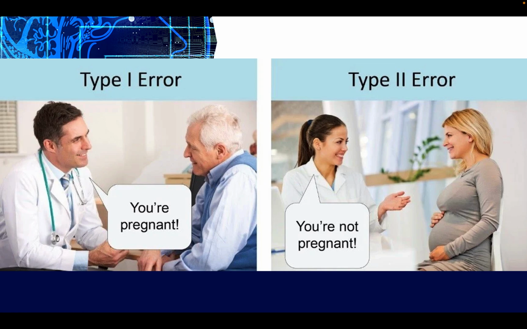Okay. So type 1 errors are false positives. Your pregnancy test was positive. Type 2 errors are false negatives. Your pregnancy test was negative, even though you're obviously 6 months along.